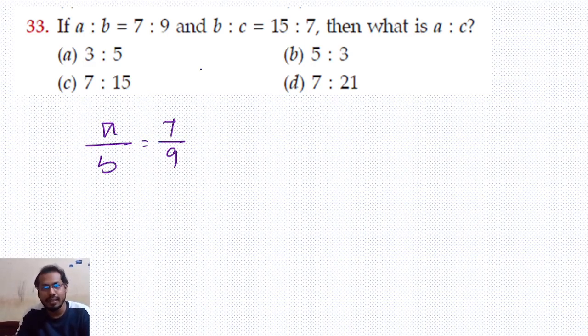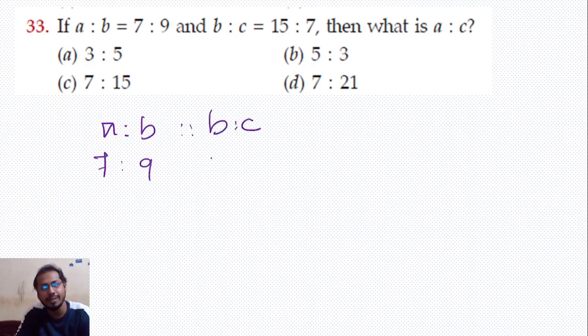B, what is A is to C? Yeah, okay, I can write linear form. A is to B, 7 is to 9, and another ratio B is to C is 15 is to 7. So what is A is to C? So first of all, I want to find A is to B is to C.